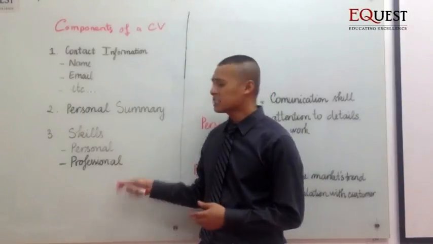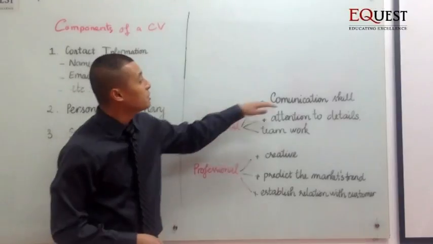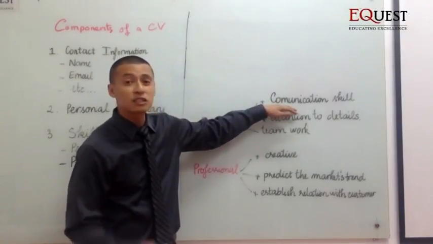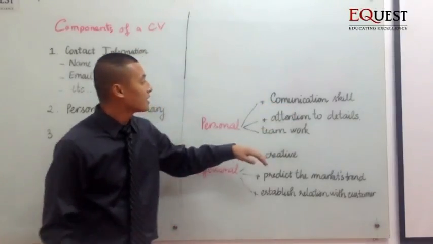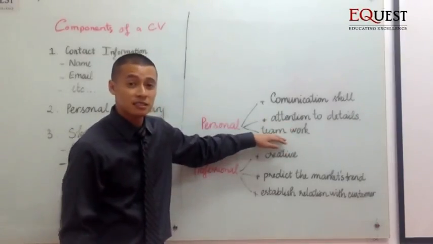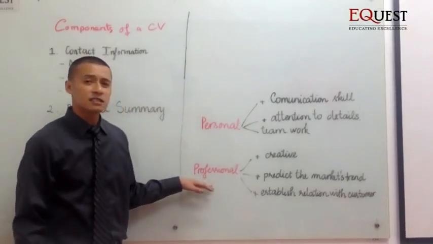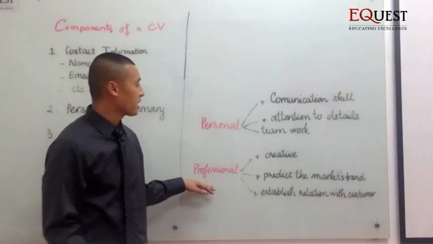Now let's take a look at some examples of this. Your personal skills could be your communication skills, your ability to express your ideas. It can also be your attention to detail, your teamwork ability, your ability to work with others. And for professional skills, it more depends on what job you're applying for.